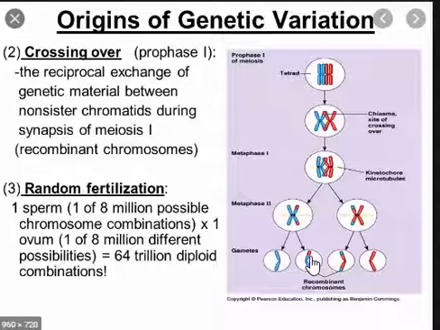The farther apart two genes are located, the more likely they are to be separated when crossing over happens. So the genes that are close to each other on a chromosome are going to be inherited together. The genes that are away from each other on a certain chromosome are going to be inherited separately, and they might not be apparent at all in a certain generation.